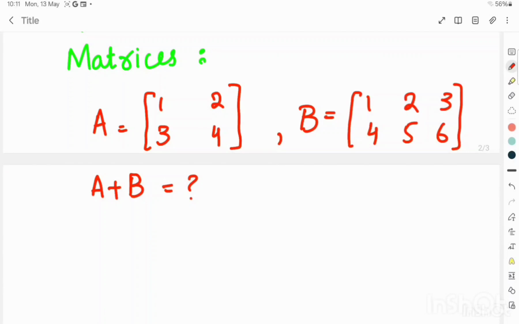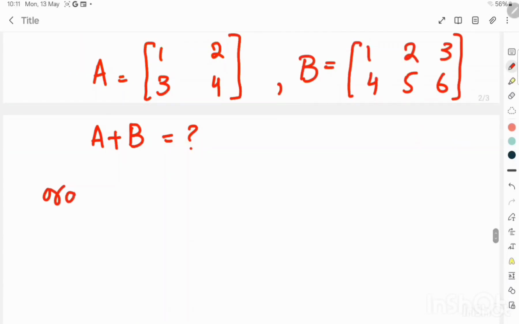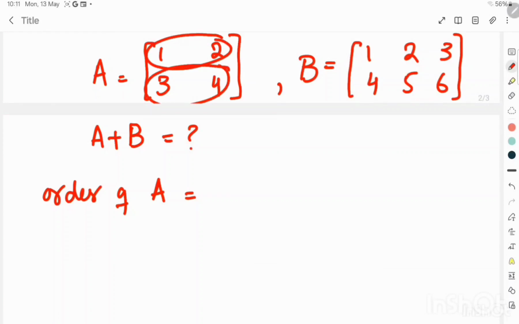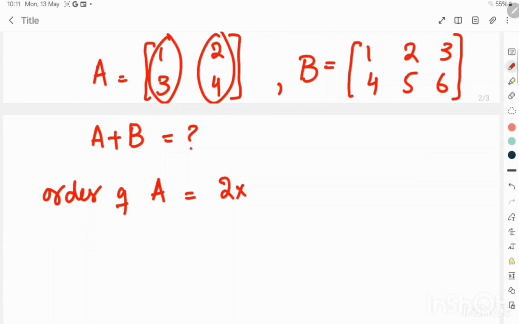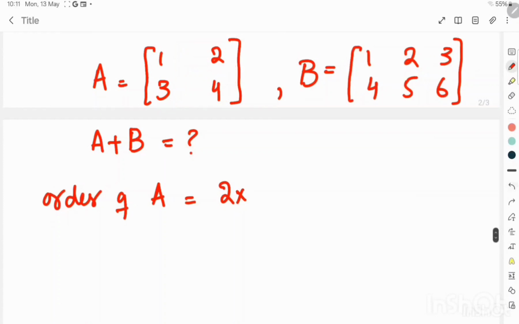Okay, students. Check the order of matrix A. So what is the order of matrix A? The order of any matrix is equal to number of rows multiplied by number of columns. So first of all, I will go and check the number of rows. Here the number of rows is 2, so I will write 2 multiplied by number of columns. Here columns are also 2, so I will write 2.